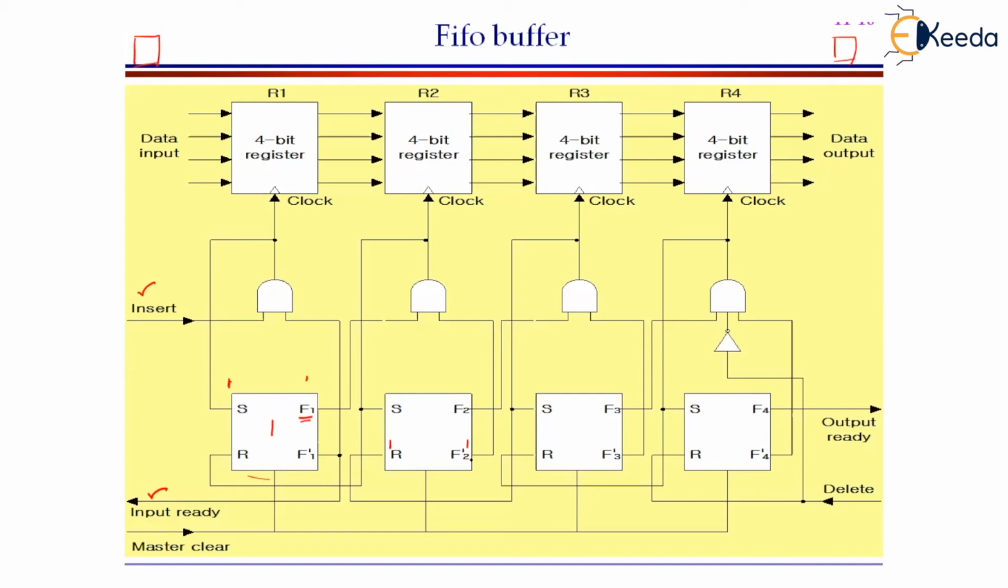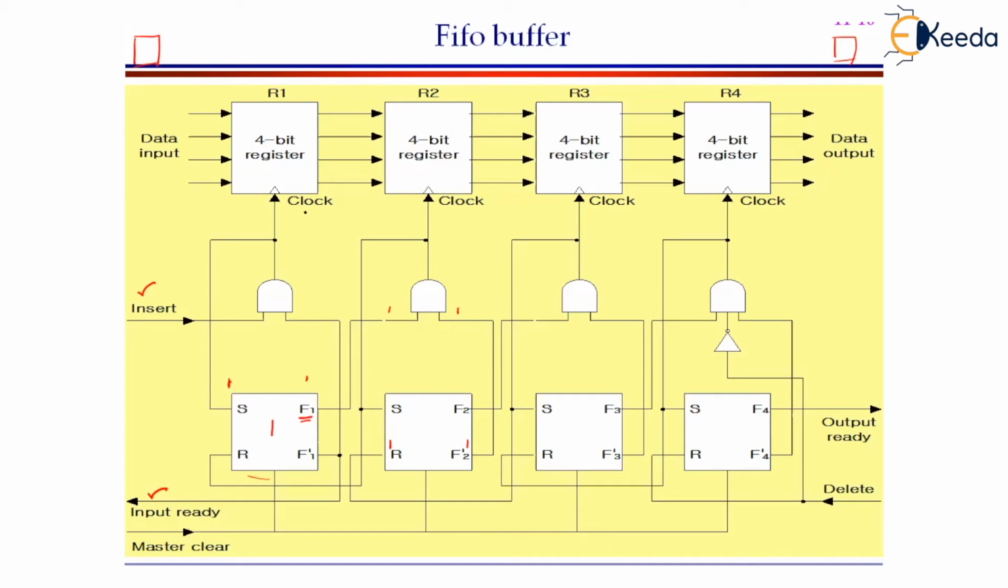As F2 complement is equal to 1 and it is connected to this AND gate, it will be equal to 1 and F1 is already equal to 1. Both are going to trigger this clock. When the clock is triggered, the data from the first register will get transferred to the second register. You know that when the first register's data gets transferred to the second register, the first register data should be invalid, meaning the first register data should be emptied.